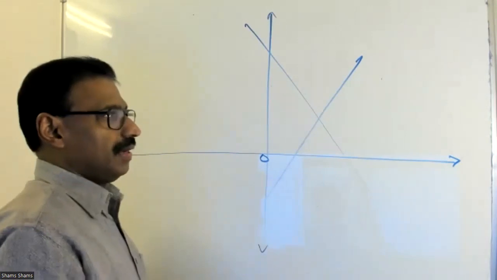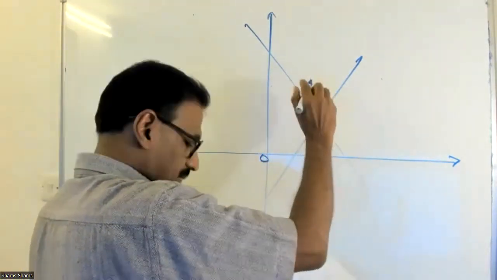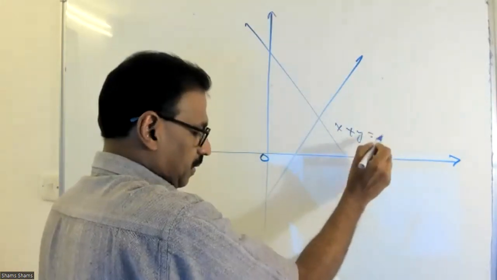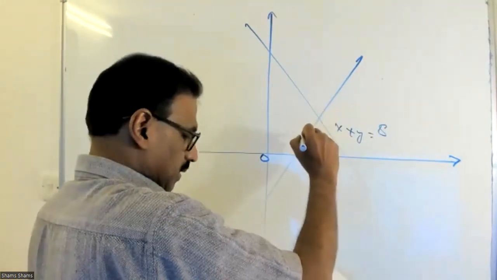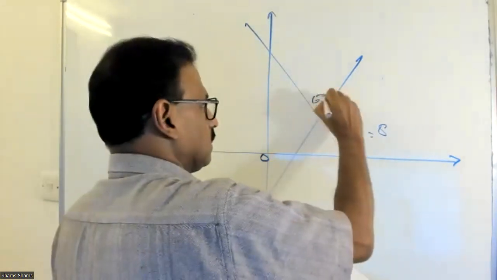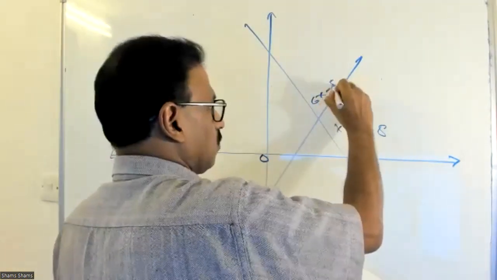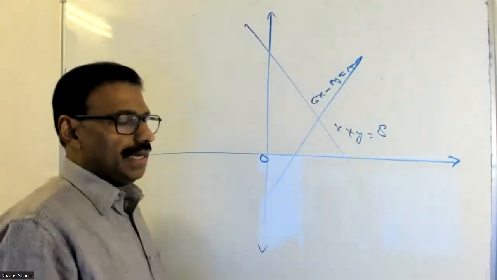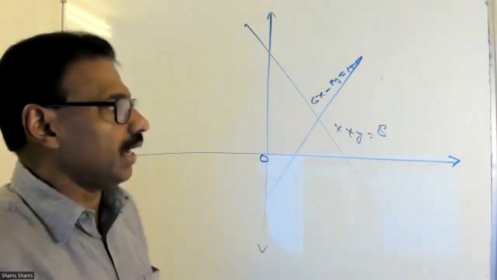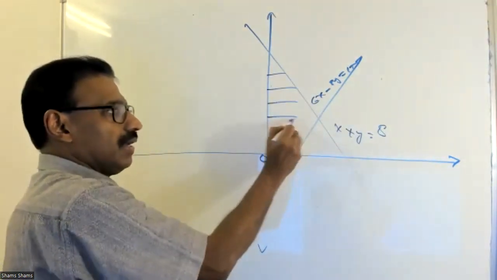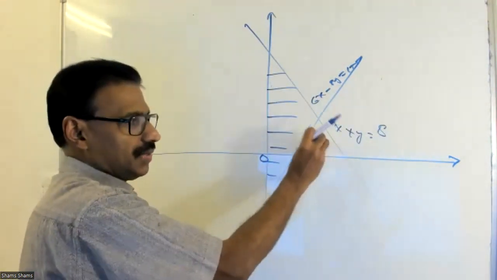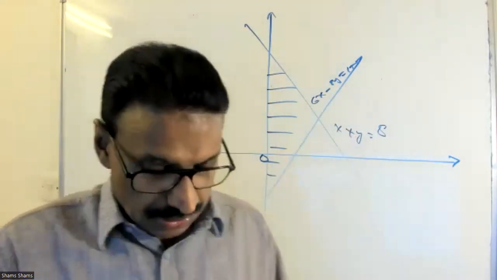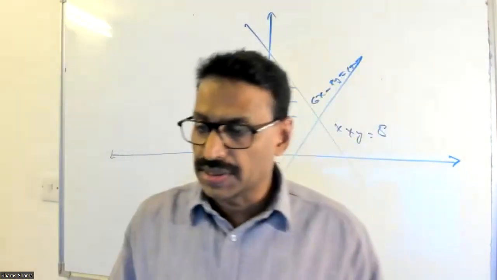Then this is line number one. You are marking, I am just marking here, x plus y equal to 8. Then second one, 5x minus 5y equal to 15. Okay. After that, what you have to do? The line number one, line number two, and shade this area only. And many guys shade this one. This is bounded by line number one, line number two, and the y-axis. Okay. So we all made mistakes in the graph.